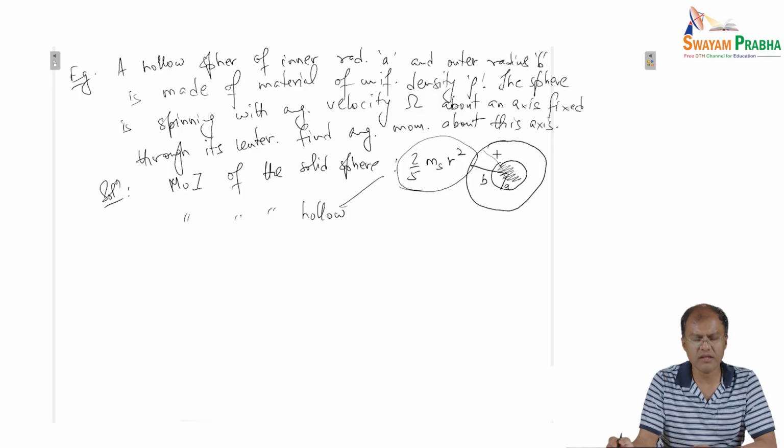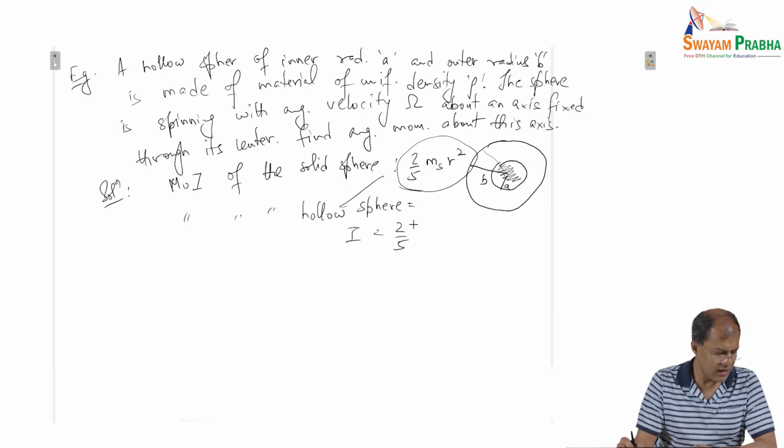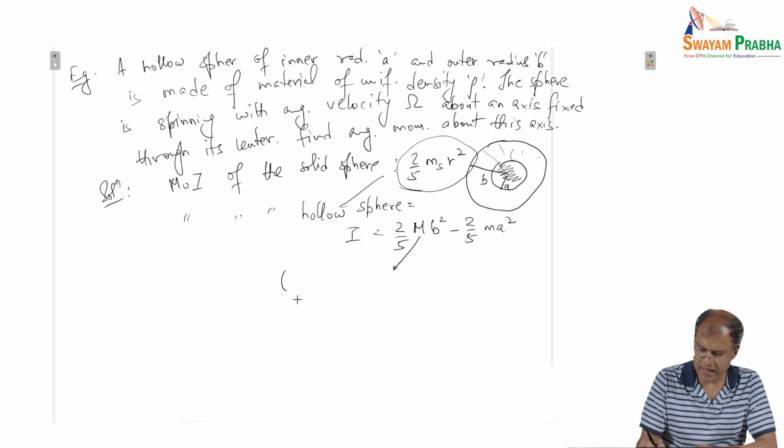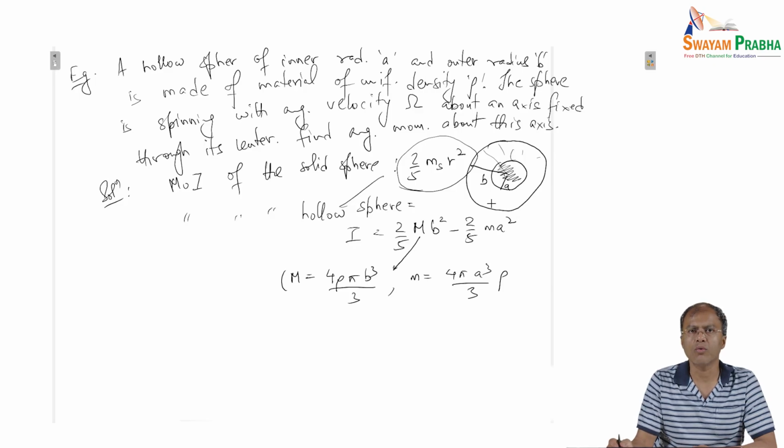Now we can find the moment of inertia of the hollow sphere. As I just said, we find the moment of inertia of the outer sphere and subtract the hollow part. So I is 2 by 5 capital M B square minus 2 by 5 small m A square. Capital M is the mass of the solid sphere, and we can relate capital M and small m with the density as follows: capital M is 4 pi b cube by 3 times rho, and small m is 4 pi a cube by 3 times rho, the uniform density, which is cut out from the sphere.